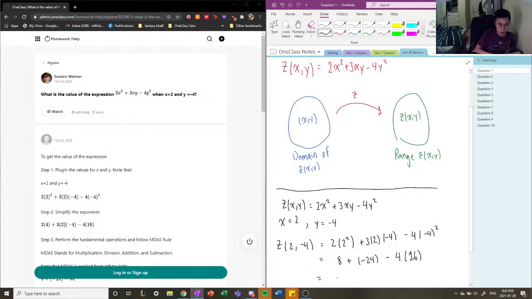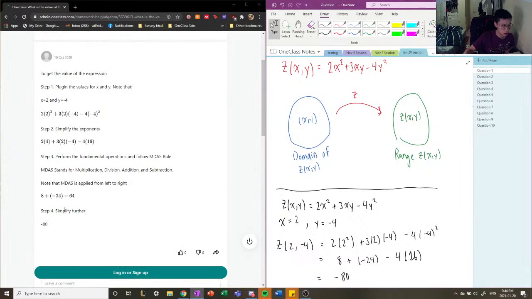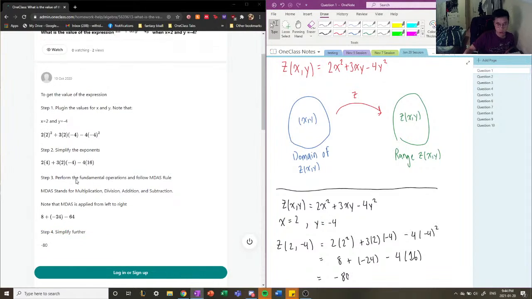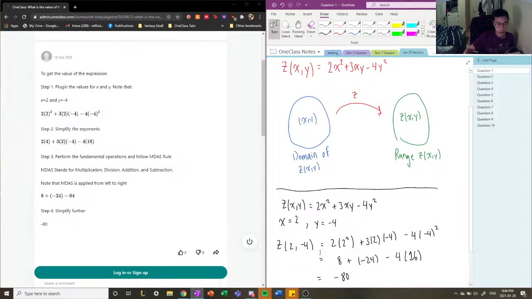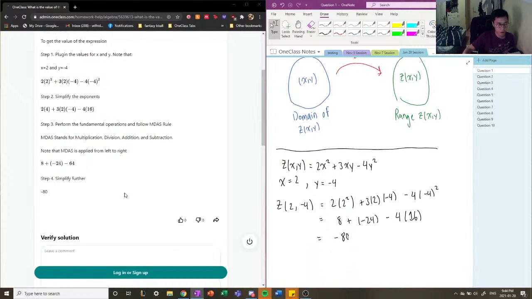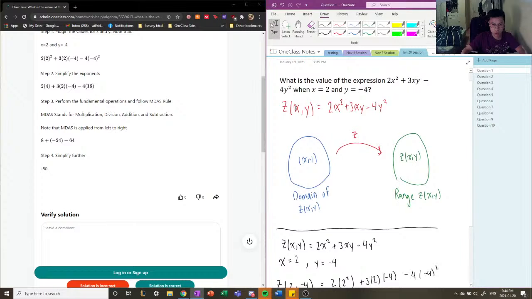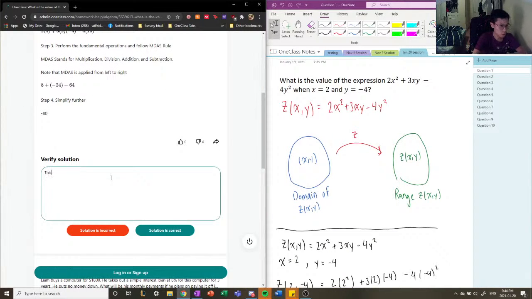So that's equal to negative 16 minus 64, that's equal to negative 80. Let me just check if this answer is correct, make sure my mental math is there. And yes, the answer is negative 80, and that's how you evaluate your function of xy. In this case, you just plug it in and you simplify your expression until you have your answer. That means the pair 2 and negative 4 maps to negative 80 through this function z of xy. So this solution is correct.